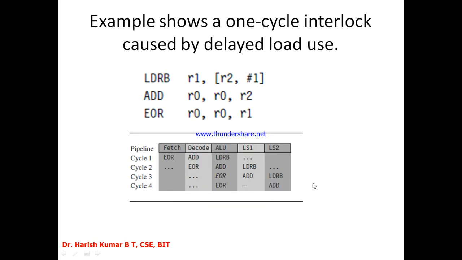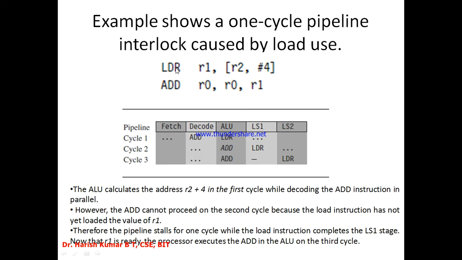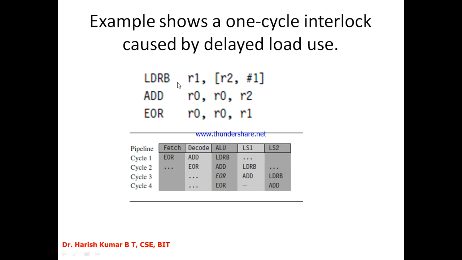Hope you understood. Next, this is another example, which shows one cycle interlock caused by delayed load use. See, this is the load. Observe here, it is LDRB. In the previous example we took LDR. For this instruction, this stage is bypassed. Now here LDRB, R1, R2, again pre-index without write back. Now the add: observe that this second instruction is not dependent on this, because R1 is not used as input here, but R1 is used as input here. This is a delayed load use. The result of the load is used after some delay.